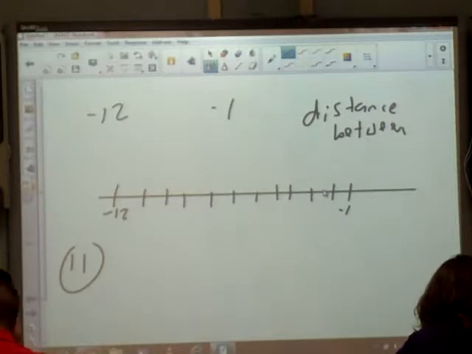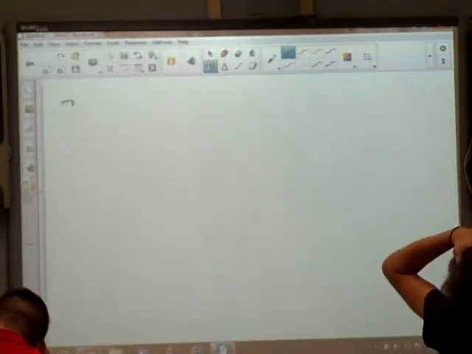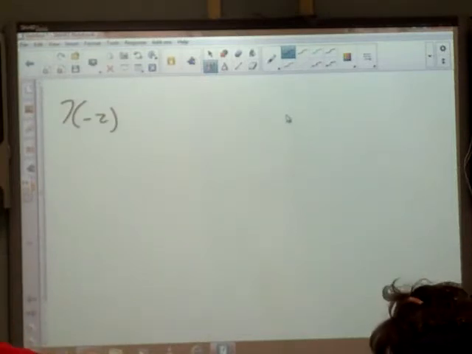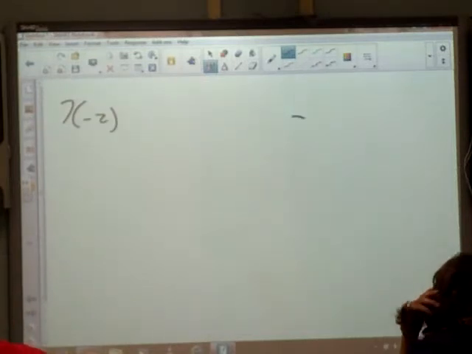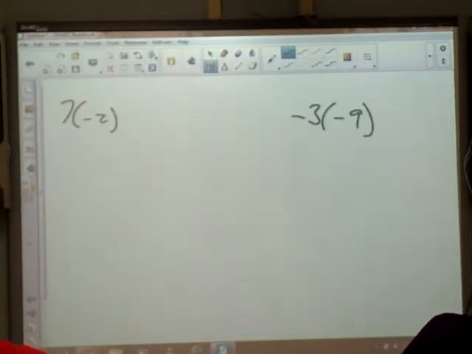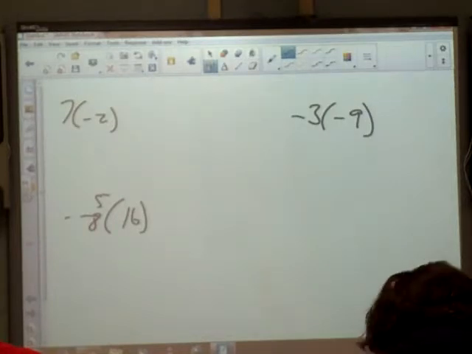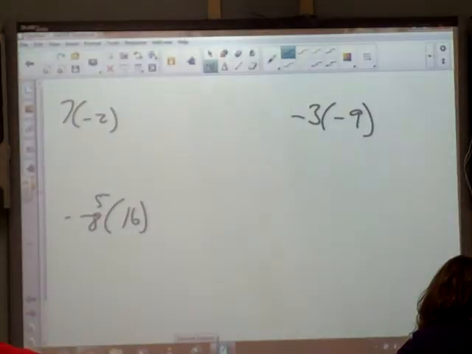No, actually, it's normal. All right, let's look at multiply and divide real quick. These are the easy rules. I've got 7 times negative 2. I've got negative 3 times negative 9. And then I'm going to throw you a fraction one again, negative 5/8 times 16. All right, so we got every kind of sign issue possible with multiplying in that.